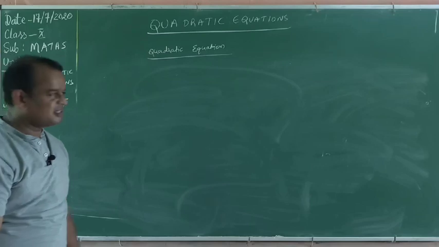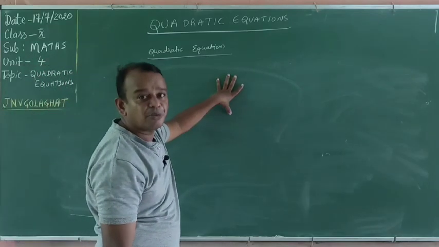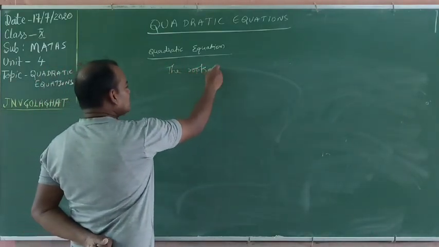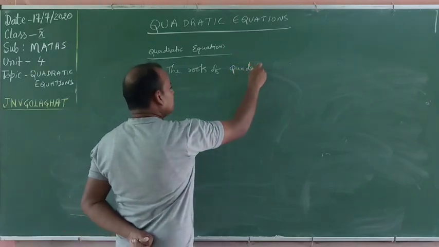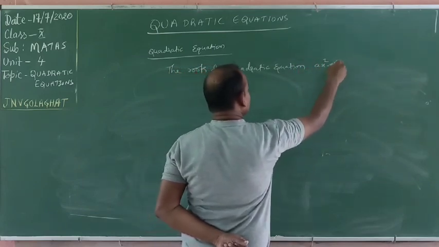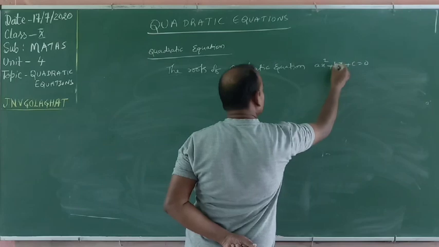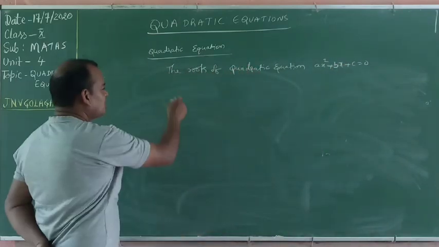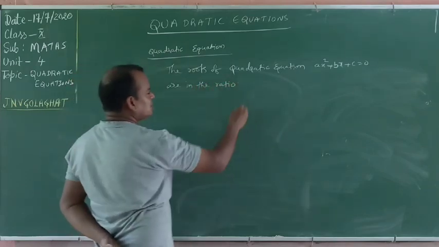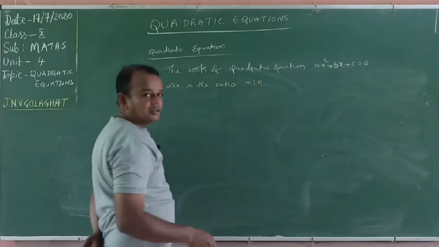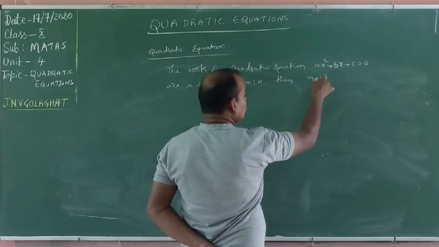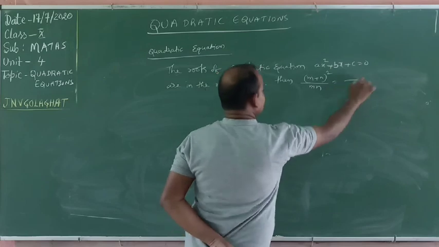In the last 2020 CBSE exams, this type of question was asked in the examination. If the roots of the quadratic equation ax square plus bx plus c is equal to 0 are in the ratio m is to n, then m plus n whole square by mn is equal to dash.